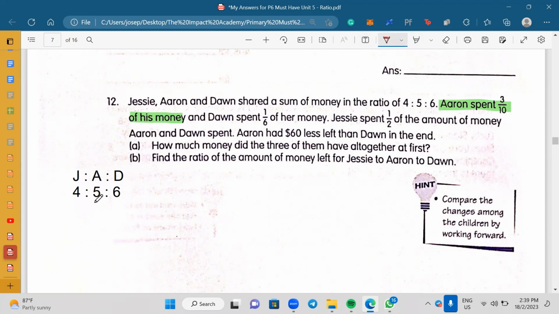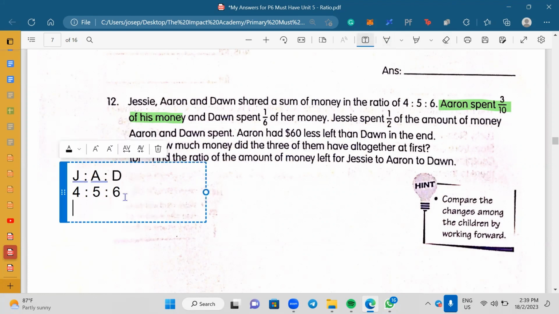Aaron is 5 units, correct? He did not spend everything. He spent 3/10. Now, whenever you see something like that, you need to ask yourself, if I were to do 3/10 times 5 units, I'm going to get a very odd number. Press your calculator. It's 1.5. I don't want that. I want a whole number. You understand what I'm saying? So what can I do?